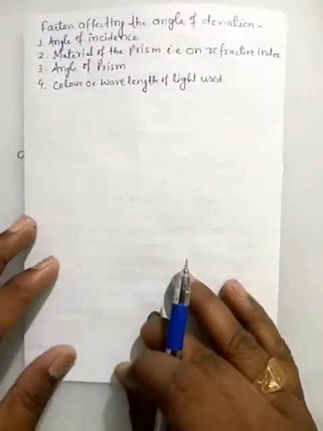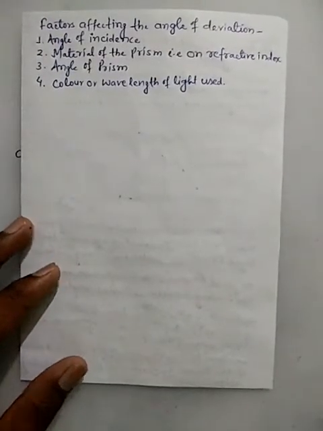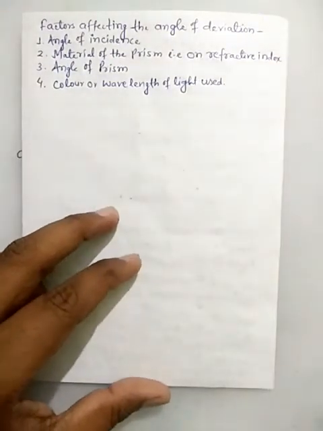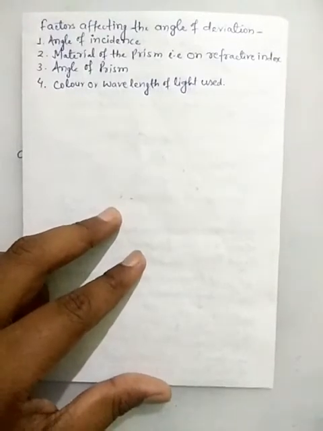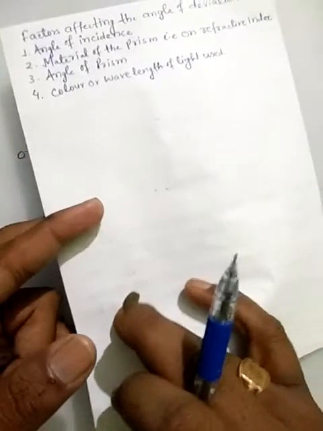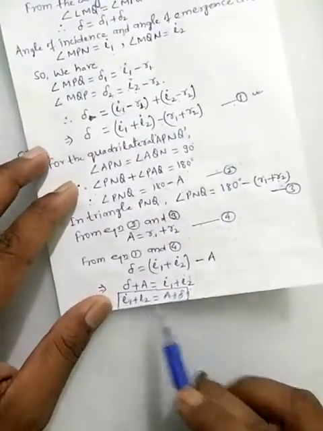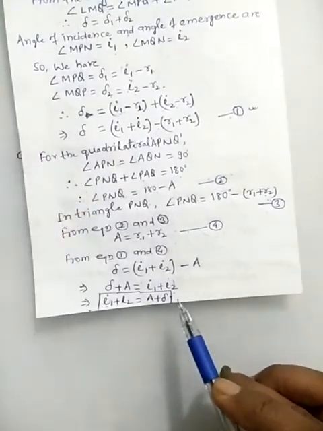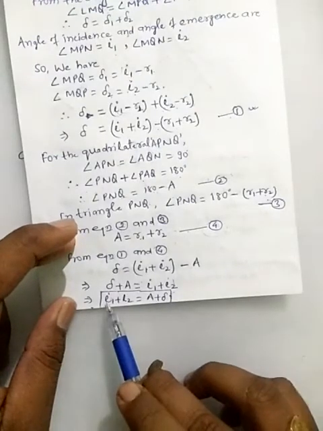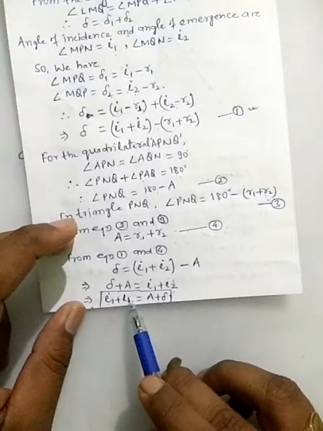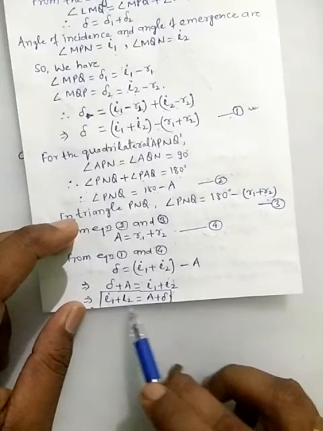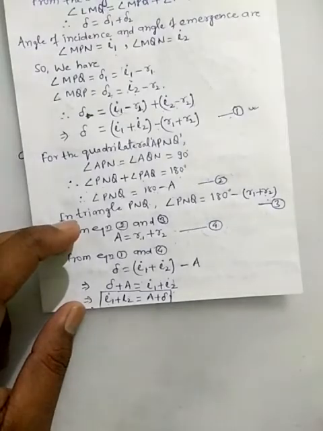Now there are some factors which affect the angle of deviation. The first is the angle of incidence, the second is the material of the prism, that is its refractive index, the third is the angle of prism, and the fourth is the color or wavelength of light used. From this equation we can easily understand that delta is related to the incident angle, emergent angle, and the angle of prism. Thank you. This is all about the prism and refraction through a prism.